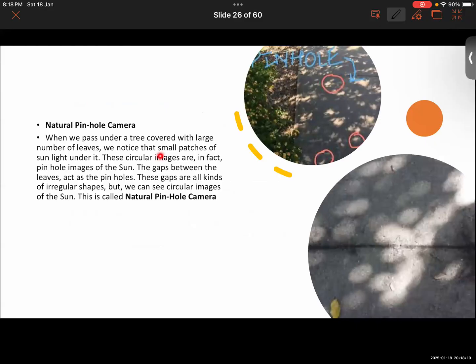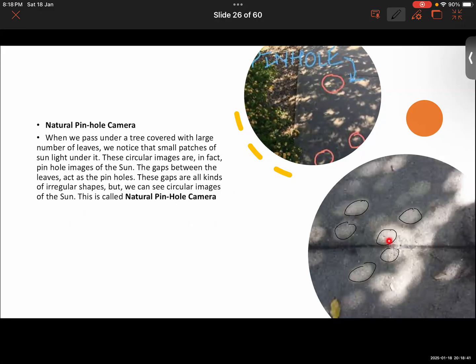Further, we have the natural pinhole camera also. When we pass under a tree covered with a large number of leaves, we notice small patches of sunlight under it. You must have observed it. What are these? These are actually the images of the sun formed on the ground. Images of the sun.